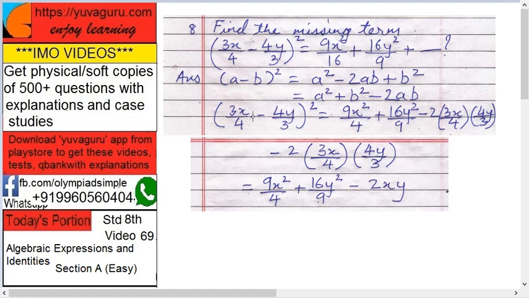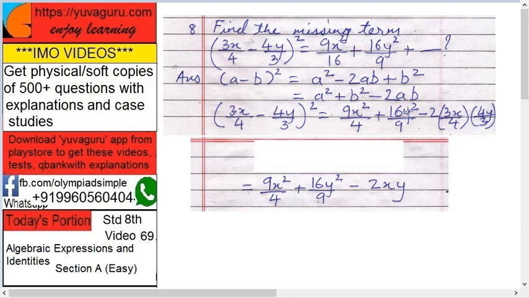Okay, so use that. This becomes a square, meaning 9x square upon 16 plus 16y square upon 9 minus 2ab. 2 into 3x upon 4 into 4y upon 3. Right? So solve this. What will you get?